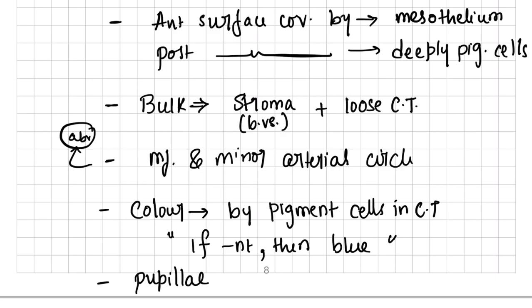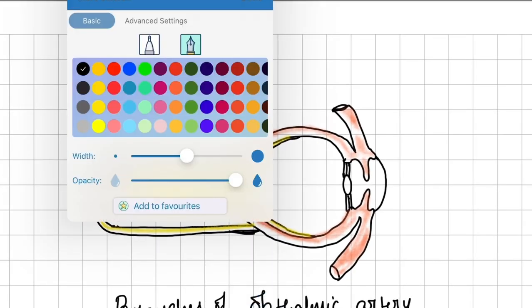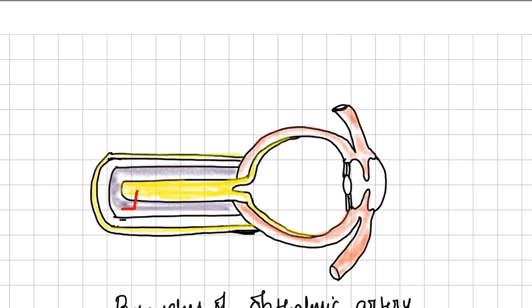Now sphincter pupillae and dilator pupillae, these are the two structures we'll see. Before that, we'll see the ophthalmic artery. This is the artery entering from behind. This is the central artery which is present.